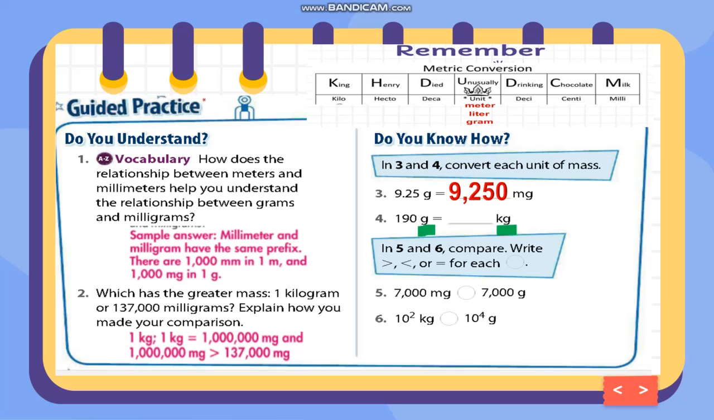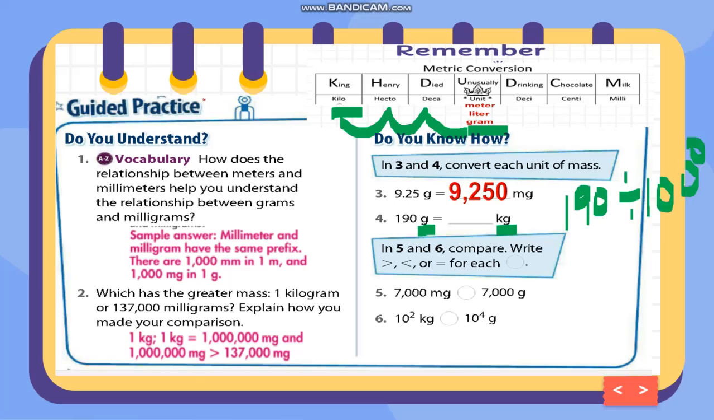Grams to kilograms. Grams to kilo. So it means going to the left. Tens, hundreds, thousand. So if that is from smaller to bigger, that is divide. So divide by 1000. So how are we going to divide 190 divided by 1000? What is the easiest way? The easiest way is you just simply count the number of zeros. If it is division, the movement must be going to the left.